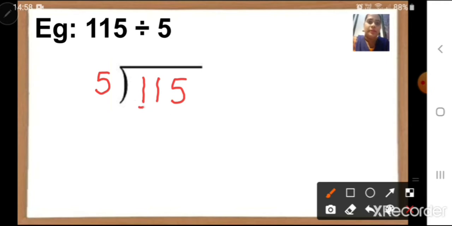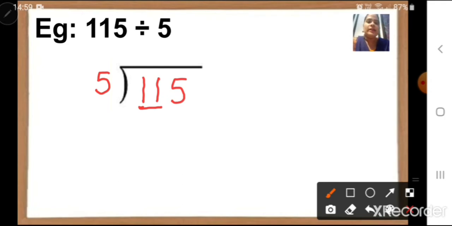Okay, we have to compare. Now number 1 is less than number 5, correct? In this case, we have to take two numbers together. The next number also we have to consider. Now together it will become 11. Okay, so we have to check in 5's table whether 11 will go or not. Or if it doesn't go, then we have to find a nearby number, correct?